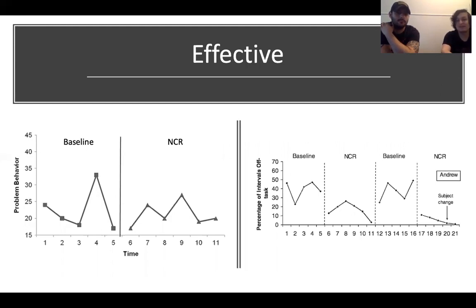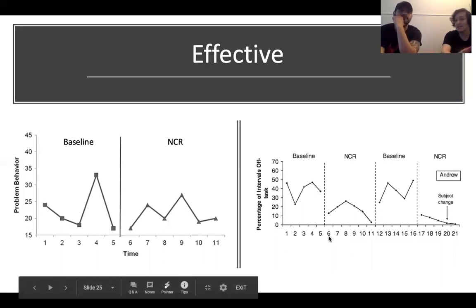Just by the looks of it, I would say there was very little change. So I would say this intervention didn't really work. But now let's contrast that to the one on the right. So we see an experimental design, right? It's not just comparing two conditions. It's a reversal. So in baseline, we see rates of maybe, let's say, an average of 40%.